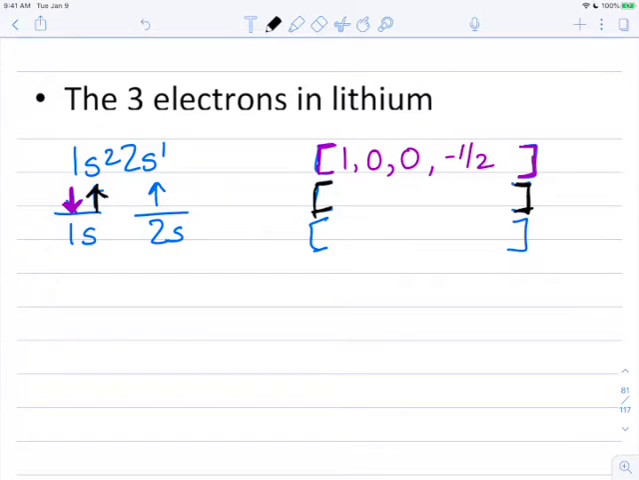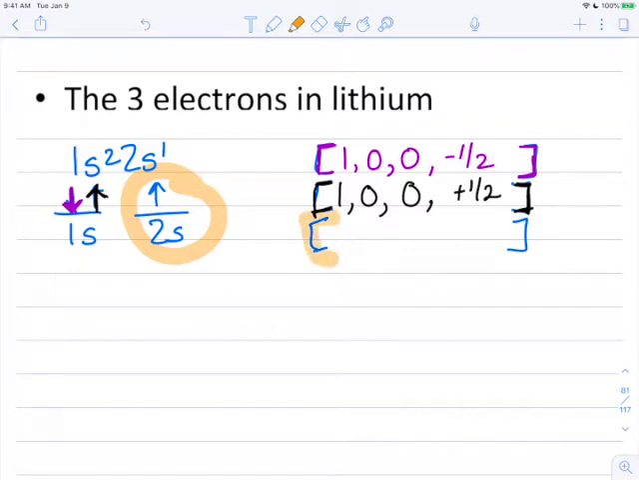So next one is still in the first energy level, still in the S block. All S's have a 0 for their ML, and I'm going to call this one a +1/2. So any questions on how I did either of those? Okay, so I want you to try this one right here.